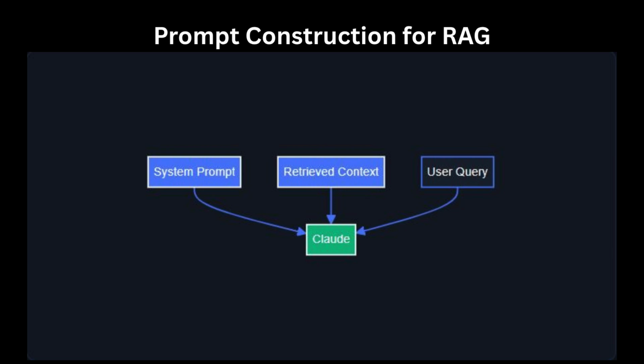Prompt construction for RAG. The prompt consists of a system instruction, retrieved context, and the user query. The system prompt instructs the model to answer only using the provided context. The context is included before the query to ensure the model prioritizes it during reasoning.